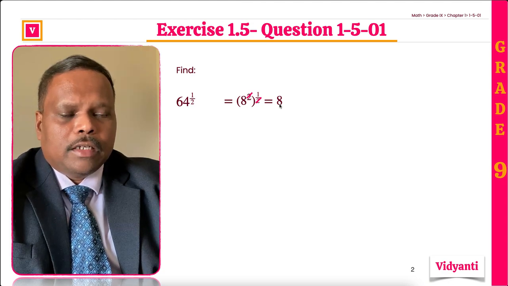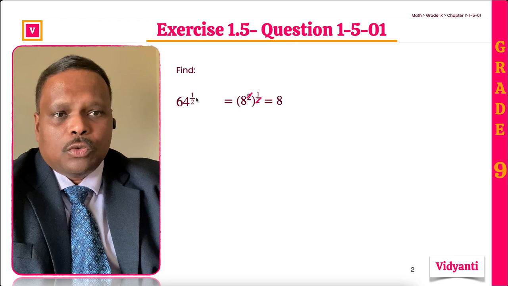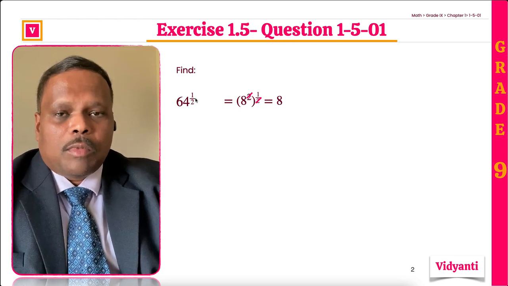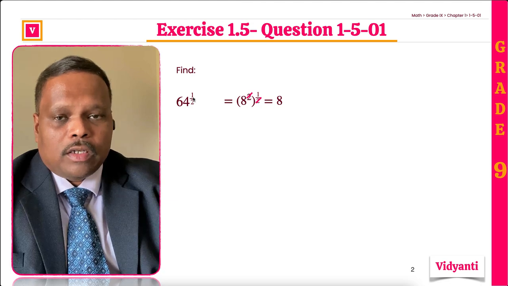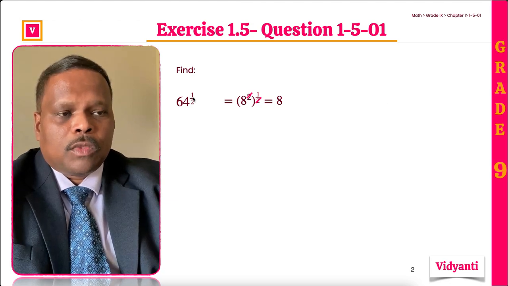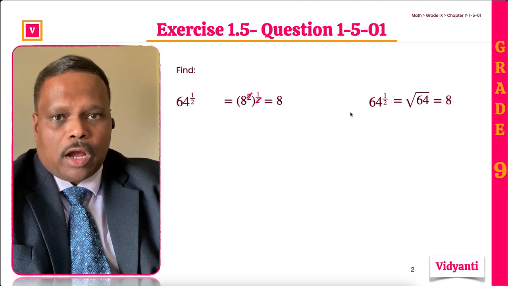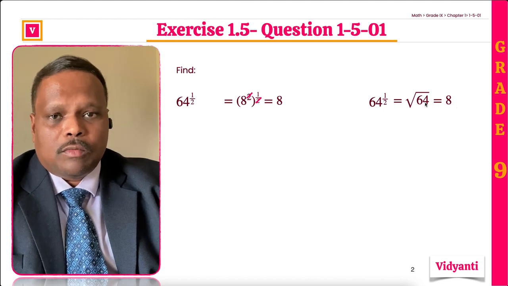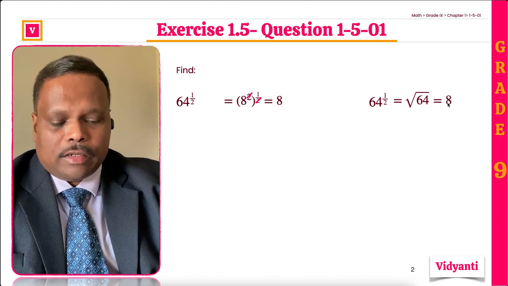Another way to look at it is 64 raised to half. Now fractional power is nothing but root. So half power is nothing but square root. So we can write this 64 raised to half as square root of 64, and that's equivalent to 8.